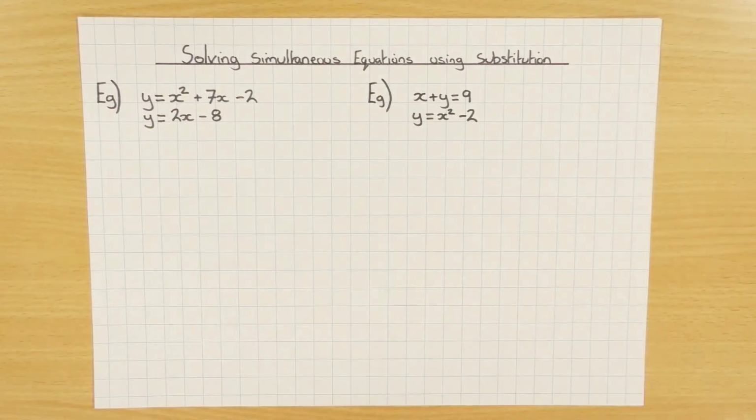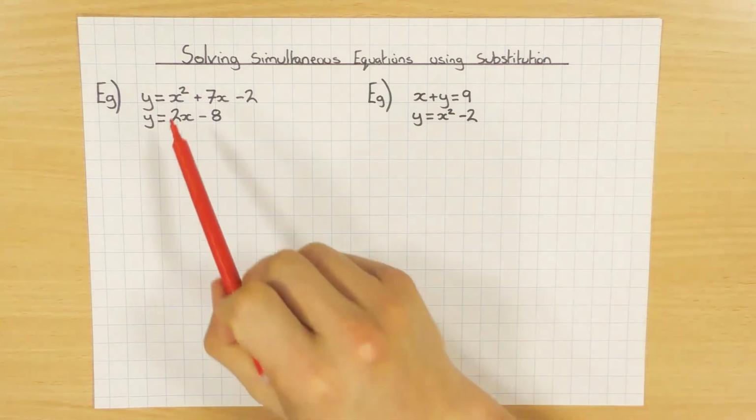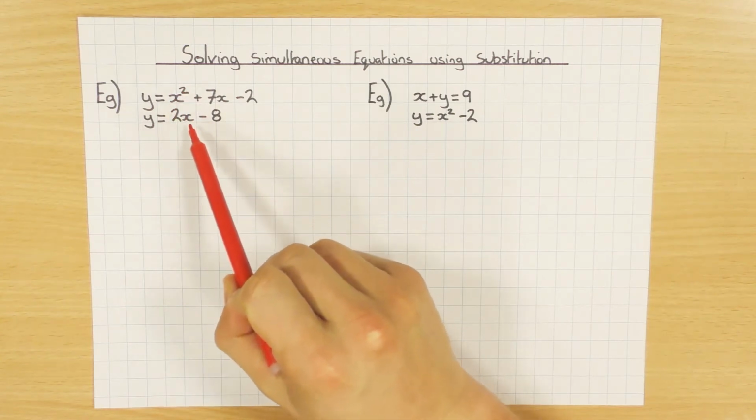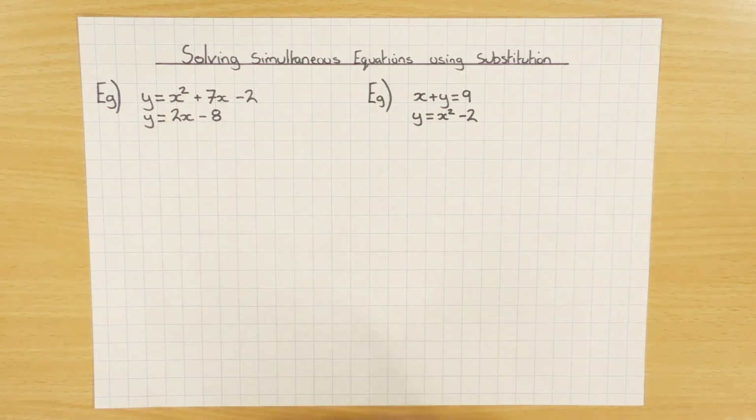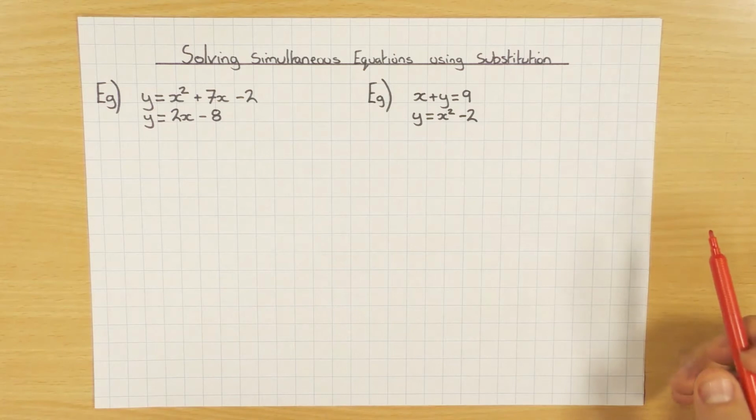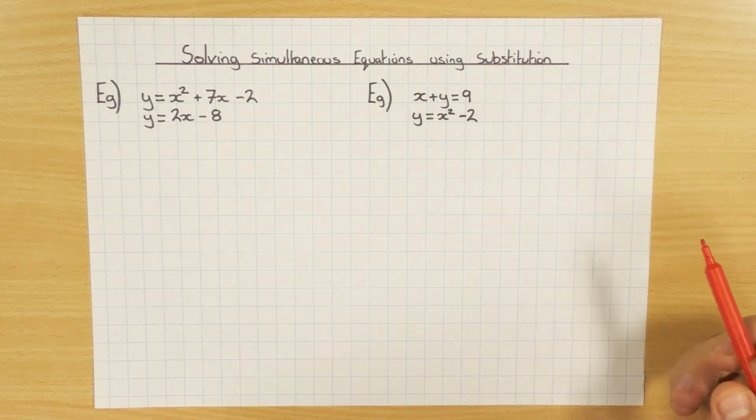Hi guys, in this video we're going to have a look at solving simultaneous equations using substitution. So you might have already seen my video on simultaneous equations using elimination. This is a slightly different method for when we have an x squared and an x, so we can't actually eliminate these variables. That's a key way to look at this and go, this is going to be a substitution one.